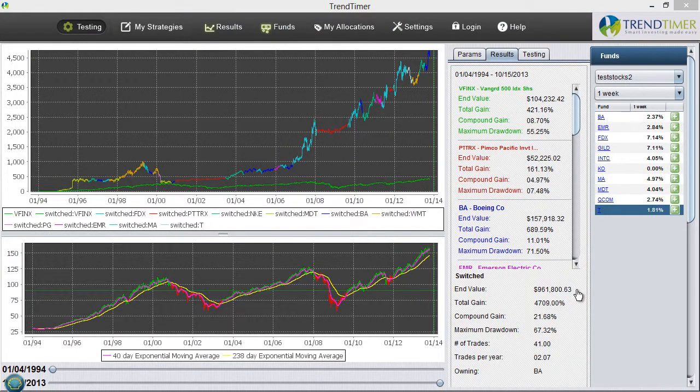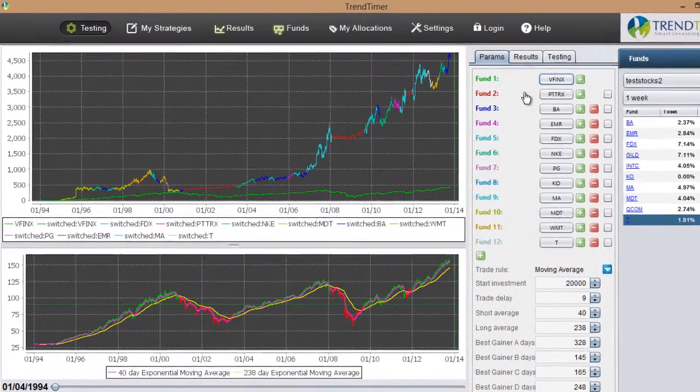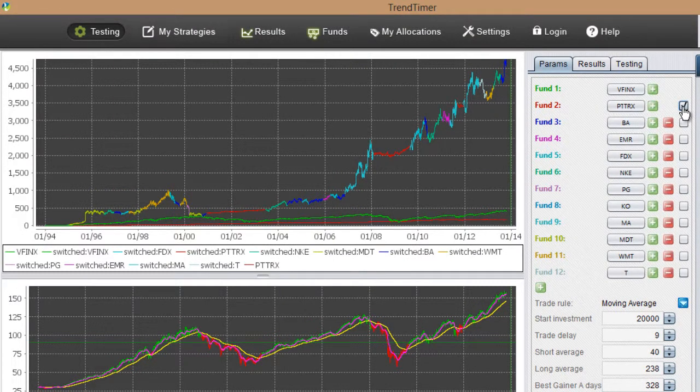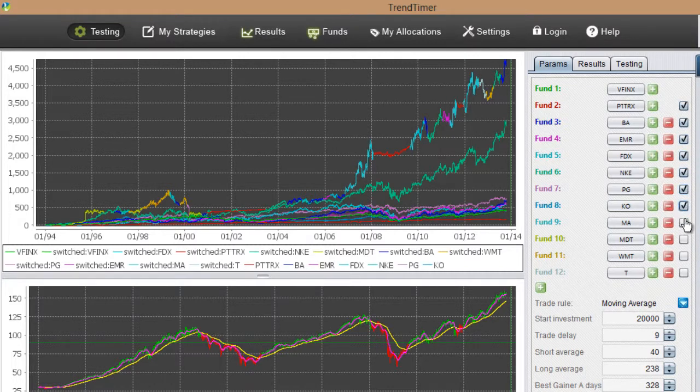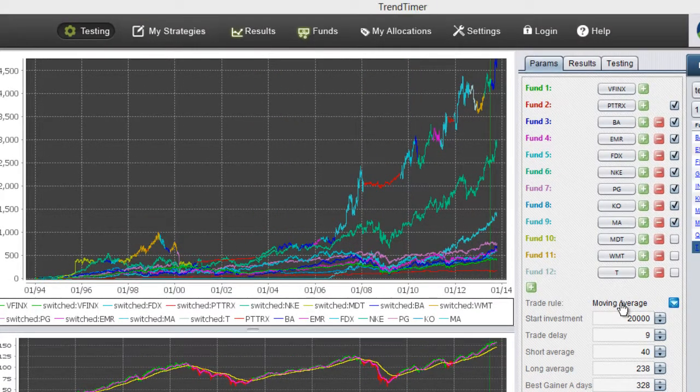Another way to demonstrate how well this strategy is performing is to go back to the Params tab, and let's turn on the graphs for some of these funds and stocks that we're using. So we can click the checkbox here to turn on the bond fund in the graph. Let's turn on Boeing, Emerson, FedEx, Nike, Procter & Gamble, Coca-Cola, MasterCard. So as I turned each of these on, you can see that they're added to the graph here. Let's make the graph a little larger here. And you can see that the switched line of the strategy has risen above the buy and hold for any of the individual stocks within the strategy.